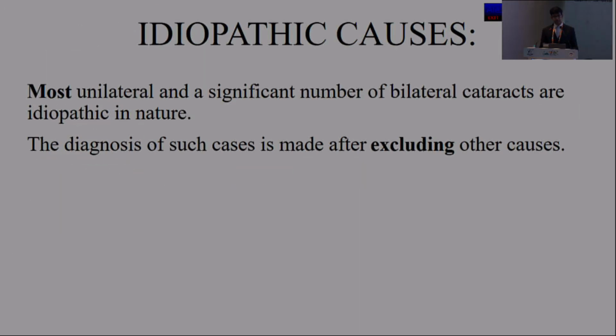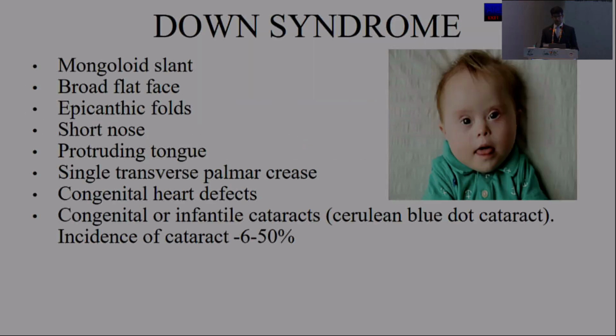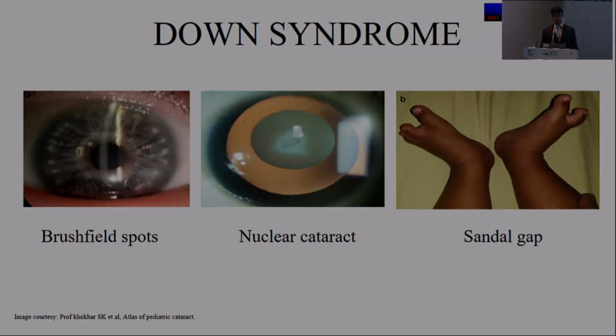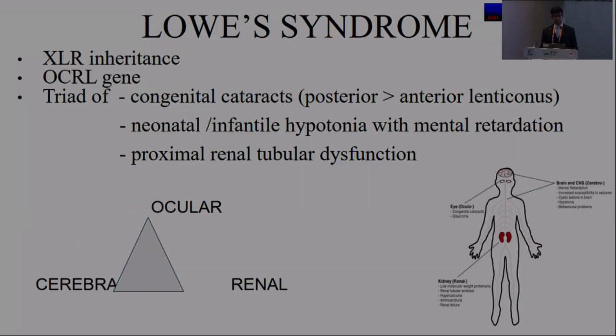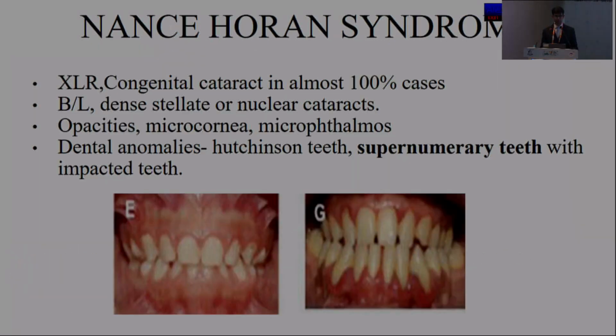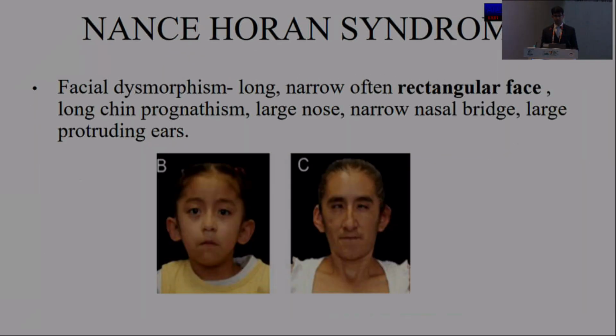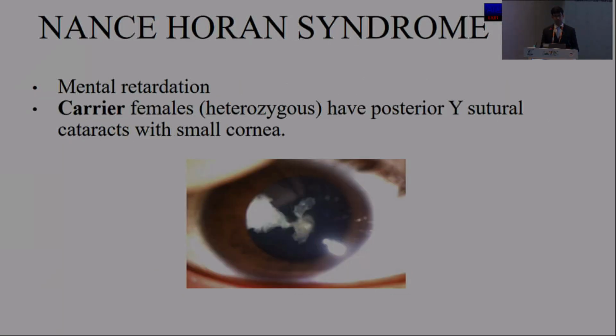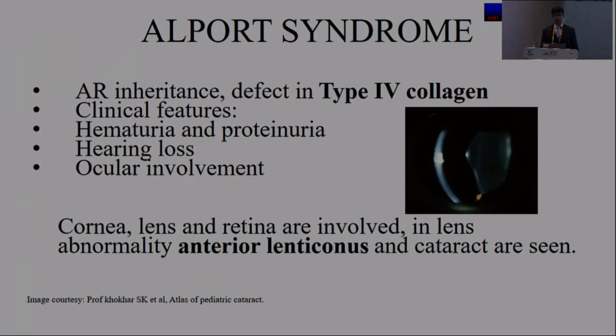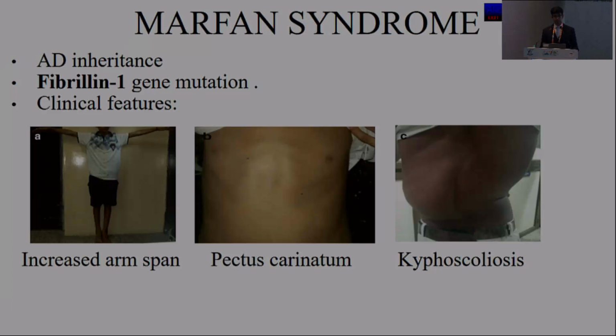The etiology, most of them are idiopathic. Hereditary causes include Down syndrome. These are a few other ocular features like Brushfield spots which can be noted in them. Lowe syndrome is also associated, Nance-Horan syndrome, where we see long rectangular faces. Alport syndrome is associated with anterior lenticonus, and Marfan syndrome.